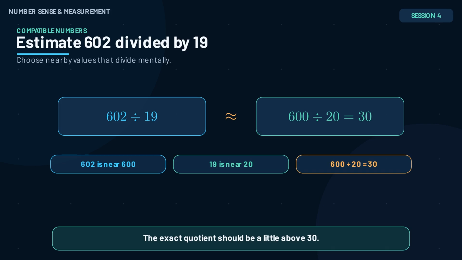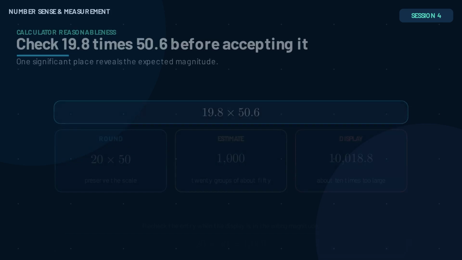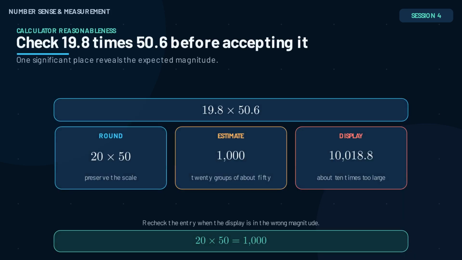Estimate 602 divided by 19. 620 are nearby compatible numbers because 600 divides evenly by 20. 600 divided by 20 is 30. Since the original dividend is slightly larger and the original divisor is slightly smaller, the exact quotient should be a little more than 30.